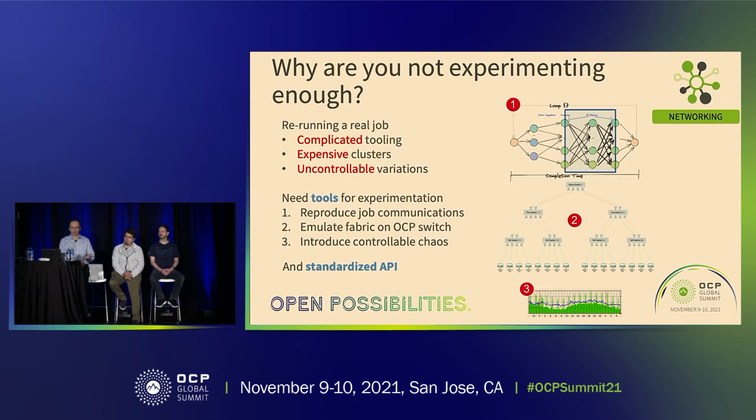And if you cannot afford that and you try to run experiments in production, then you have probably some uncontrollable variations that are making your experimentation a little bit less predictable. So we thought there should be a better way to approach experimentation in this area and built a few tools to address these problems. So remember, we are talking about experimentation and improving the communication time, so we don't really need to compute, if you think about it. Instead, what if you can just reproduce the communication pattern that happens between the nodes in the cluster and focus on improving that area? The second one is, what if you can reproduce the data center fabric by emulating it instead of building it out?